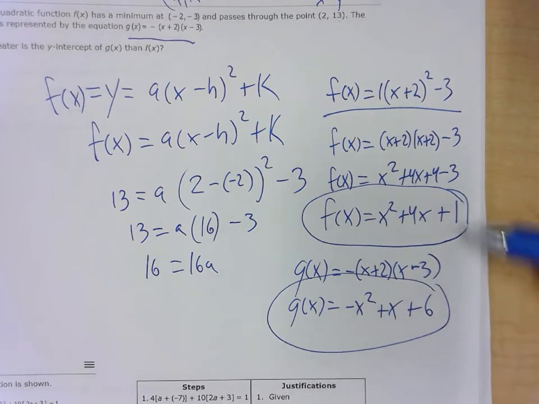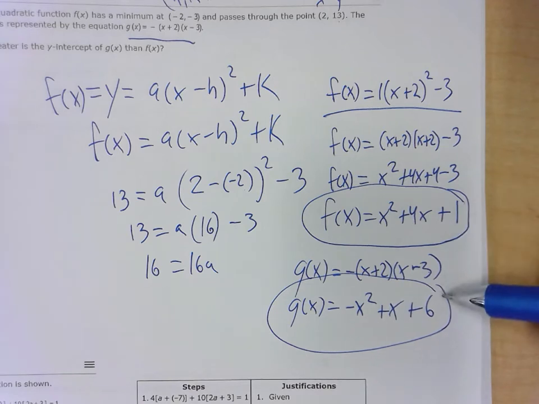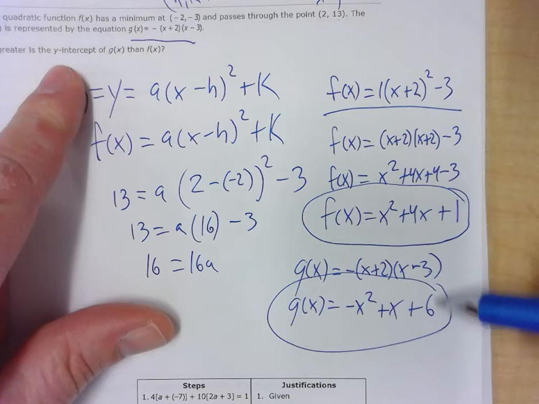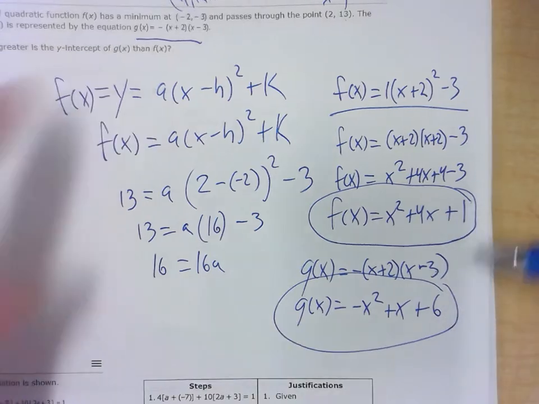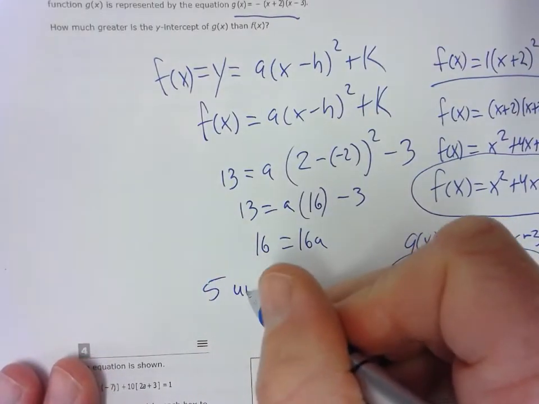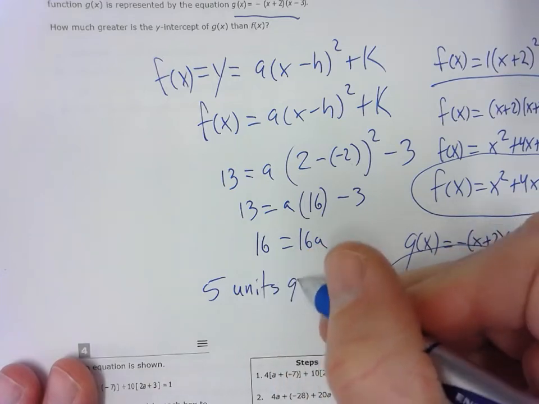So you have to compare the y-intercept to each of these. Well, this y-intercept is 1, and this y-intercept is 6. So it says how much greater is this one compared to this one? Well, it's 5 spots greater. So it's 5 units greater.